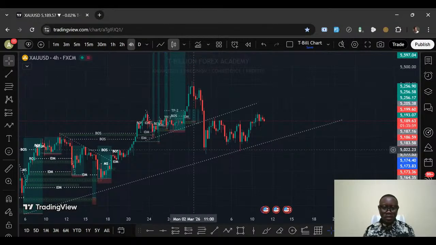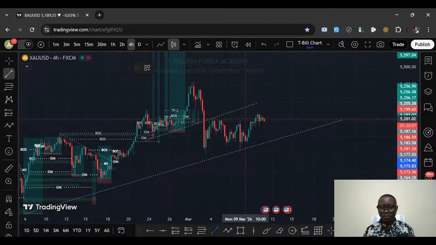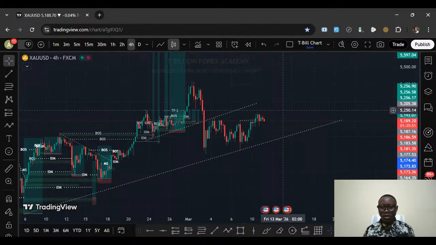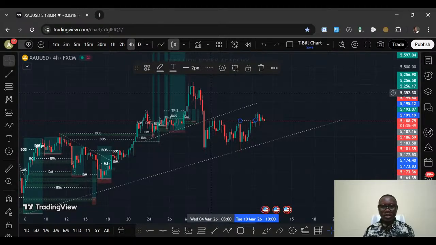Okay, so I have this break of structure right here. I have this break of structure right here on the 4H time frame.